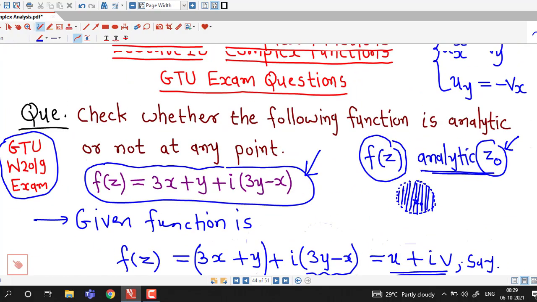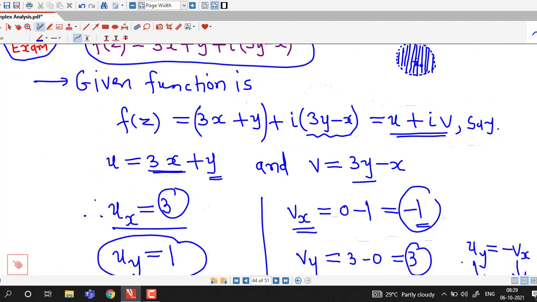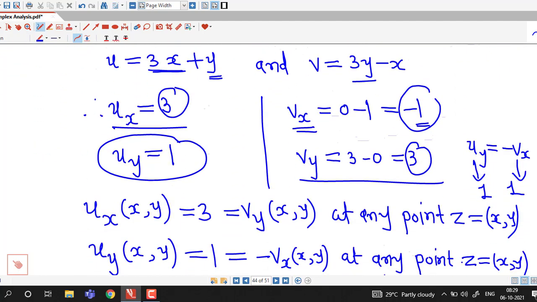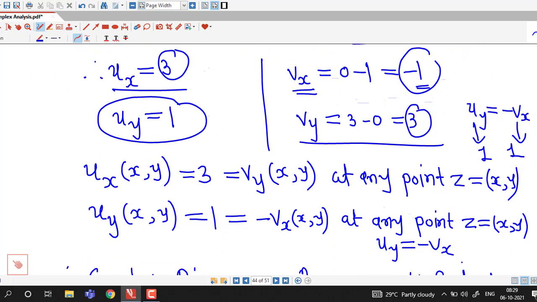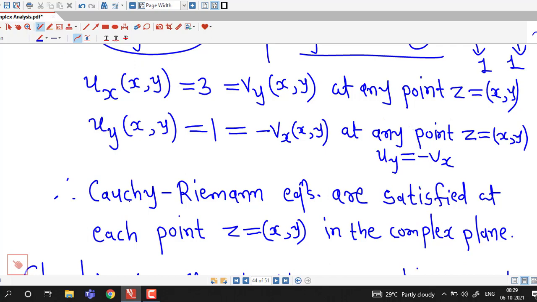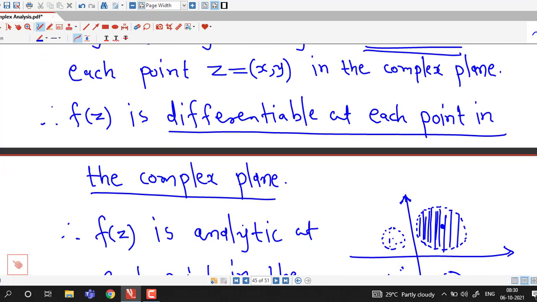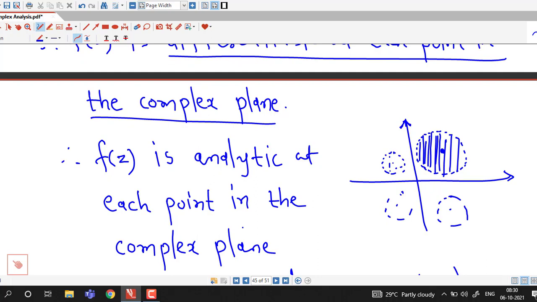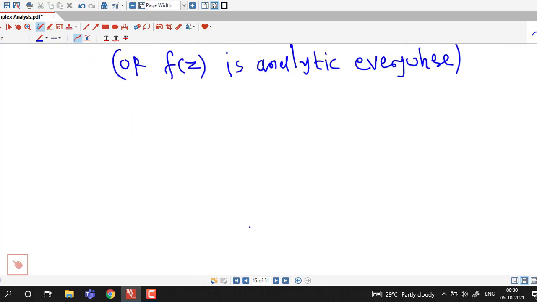So it is easy to decide the analyticity of a function. First we have to determine the differentiability. For that we have to decide at which points Cauchy-Riemann equations are satisfied. Then at those points we have to check continuity of partial derivatives, and once we know the points at which the function is differentiable, we can use the definition of analytic function.